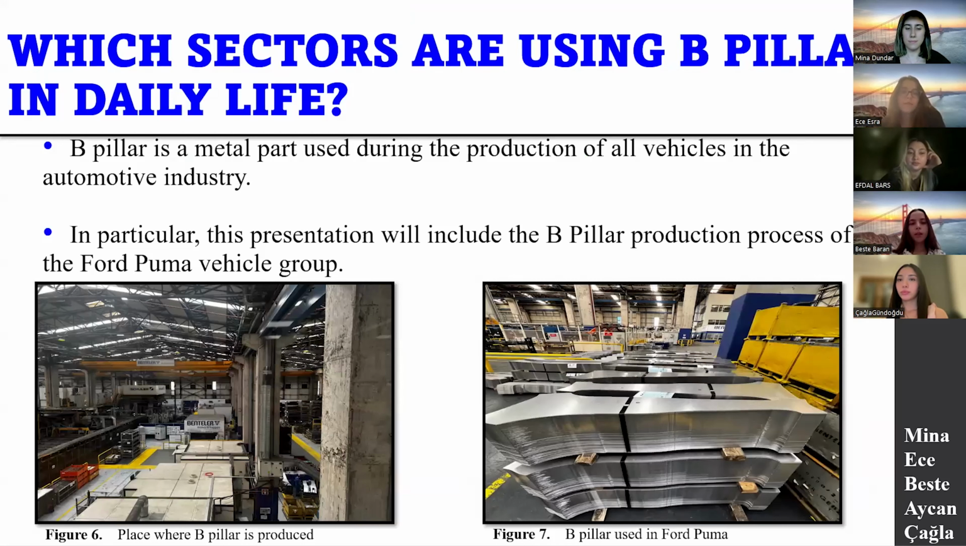So, in daily life, which sectors are using the B-pillar? The B-pillar is a metal component that is used in the production of all automobiles. In this presentation, the Ford Puma vehicle group's B-pillar production process will be discussed.